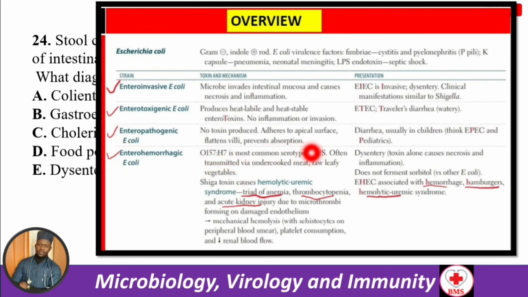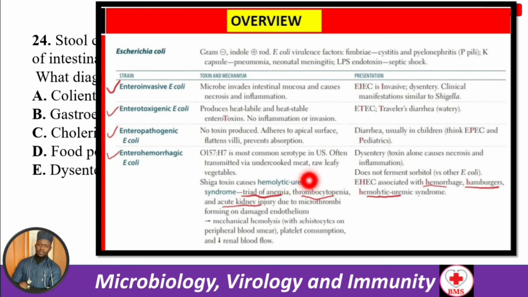O157:H7, which is most common in the US, and it usually causes, the Shiga toxin will cause hemolytic uremic syndrome. And there's a triad for hemolytic uremic syndrome: anemia, thrombocytopenia, and acute kidney injury.